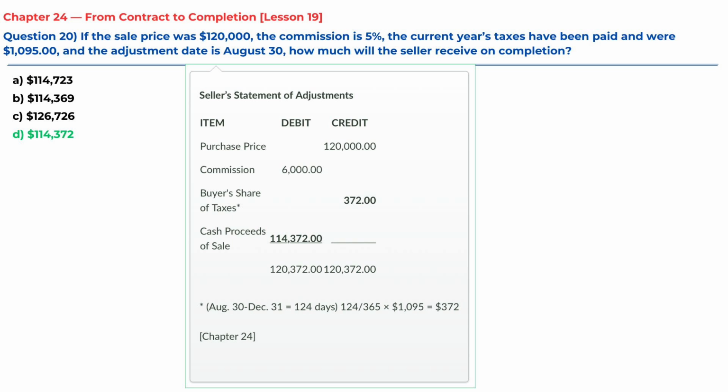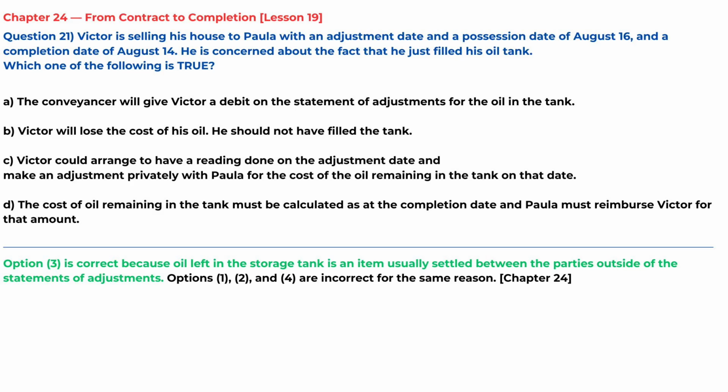$120,372. Let's figure out our taxes. August 30th to December 31st equals 124 days. 124 days divided by 365 days times $1,095 equals $372.